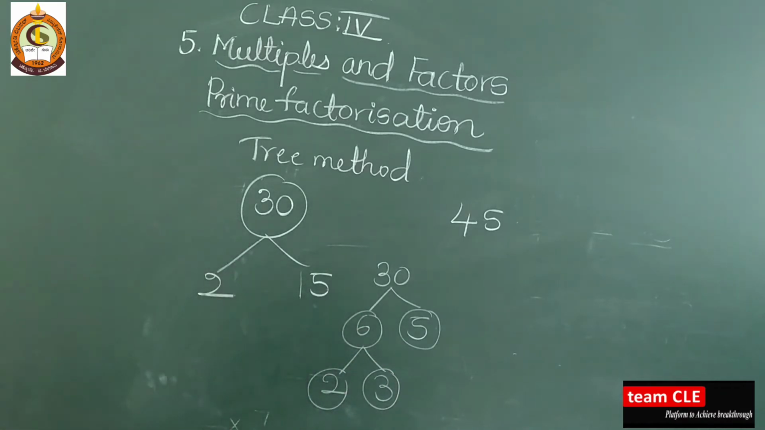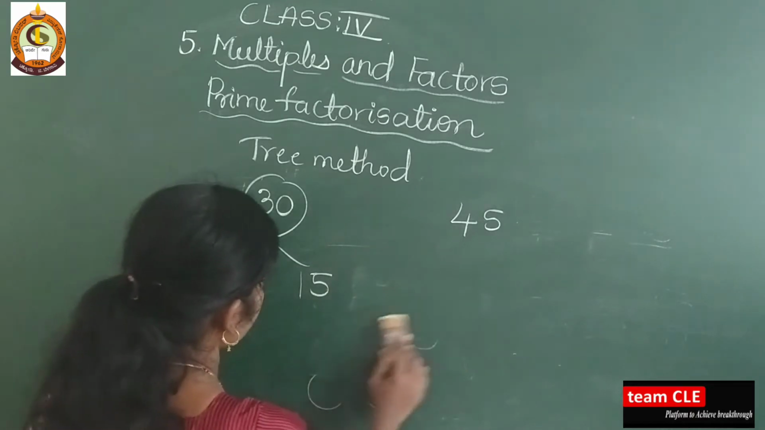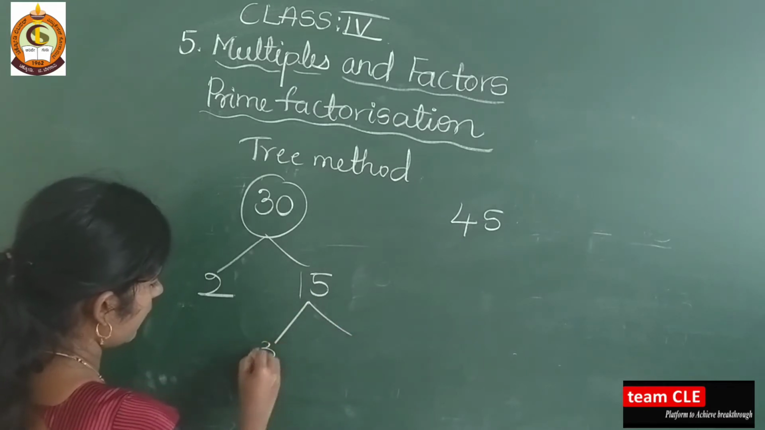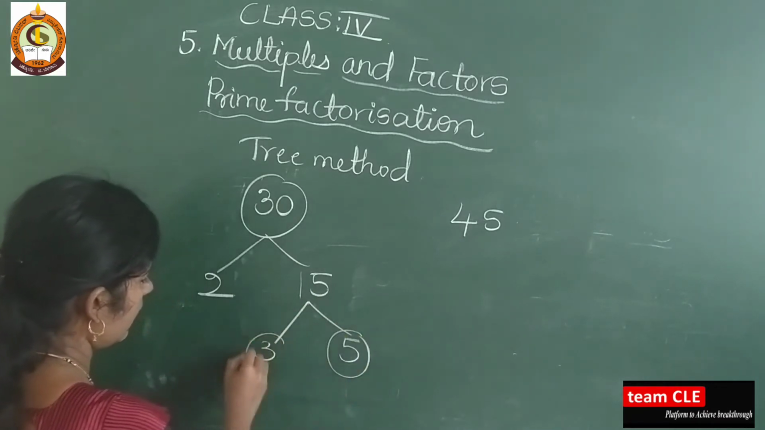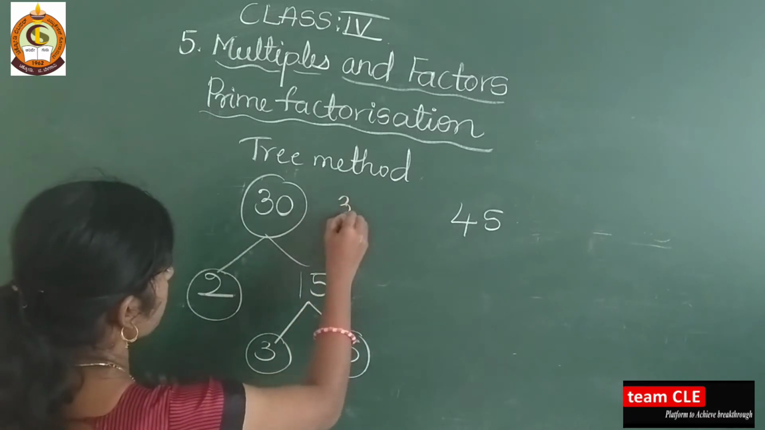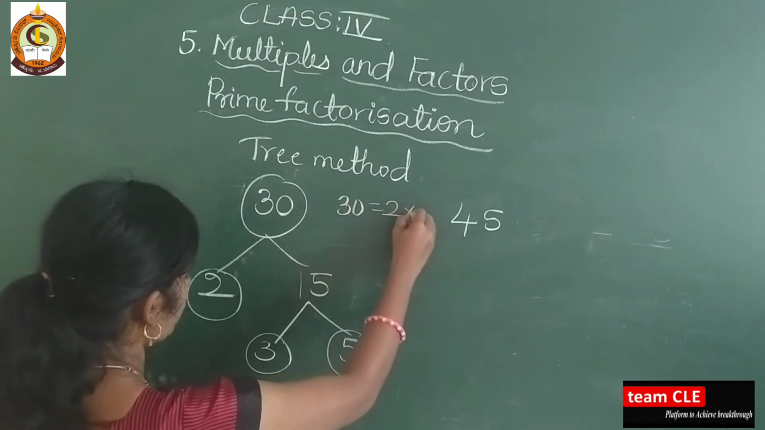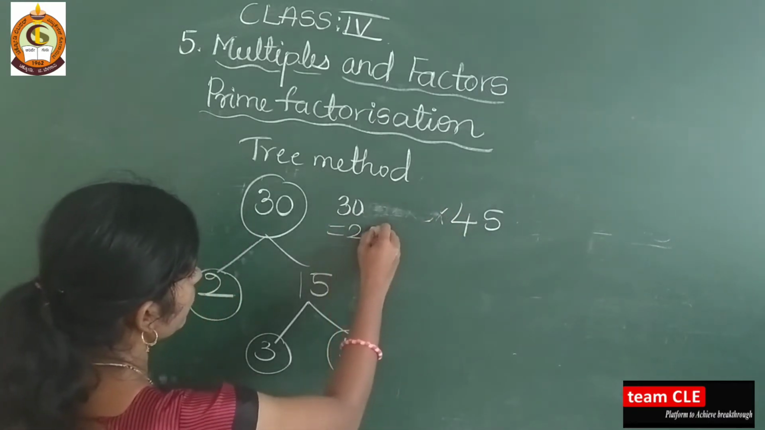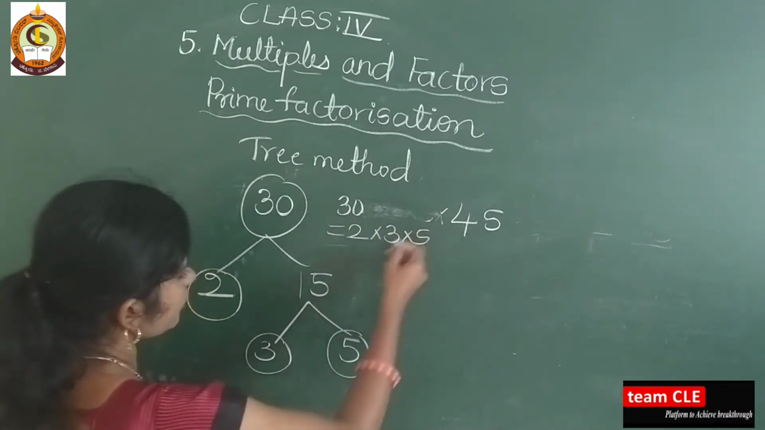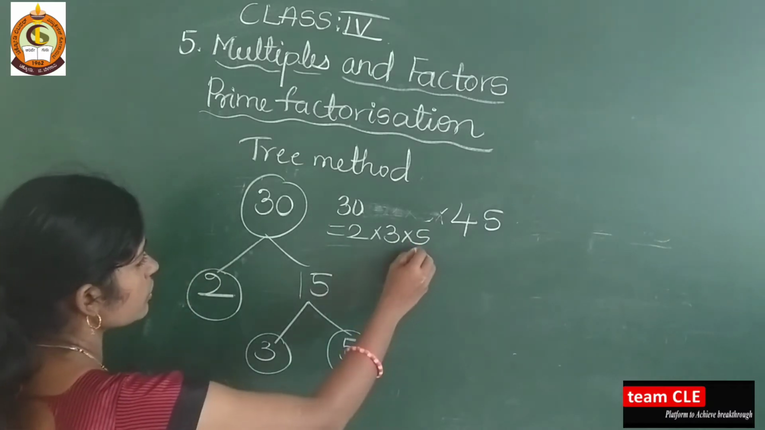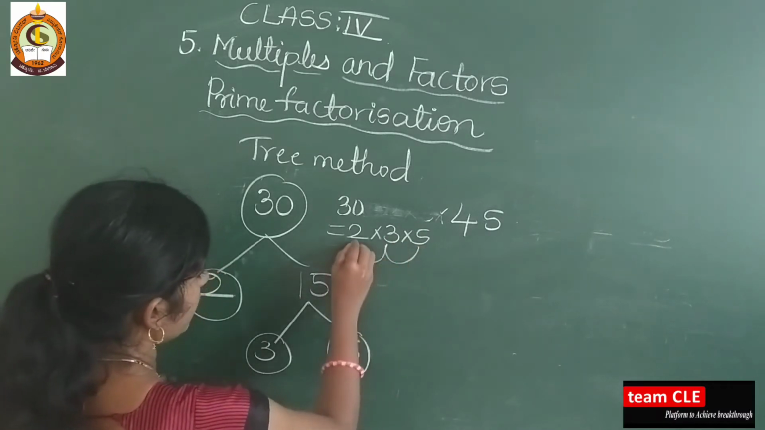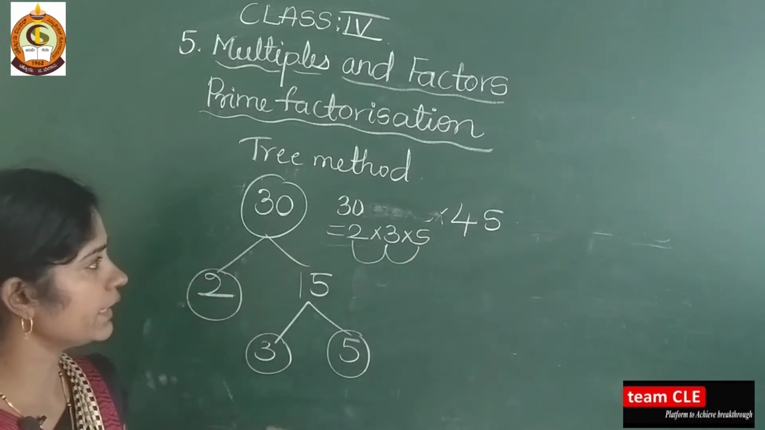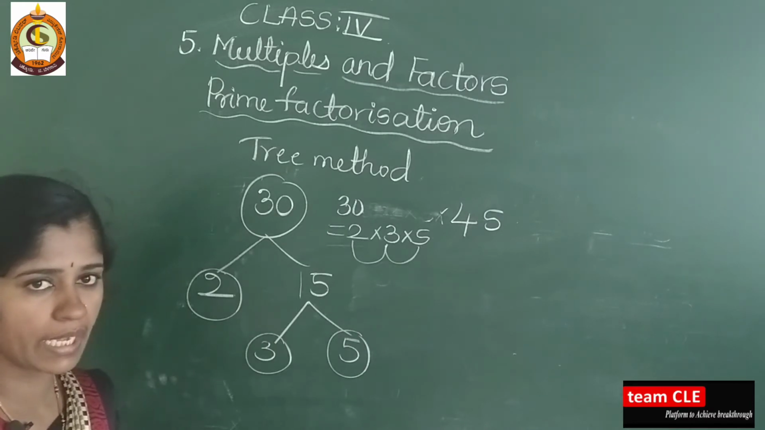Next I will solve this example. 2 15s are 30. Next you take 3 5s are 15. So the prime factors of 30 are 2 into 3 into 5. I will write here 2 into 3 into 5. Let us check whether our answer is correct or wrong. See here, 5 3s are 15 and 15 2s are 30. So my tree method is correct. So the prime factors of 30 are 2, 3 and 5.